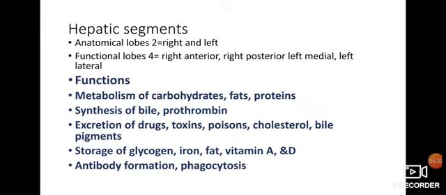Next is hepatic segments. Anatomically we have two lobes, the right and left lobe, but physiologically or functionally the number of lobes is different, that we cannot see with the naked eye from the external aspect. Function wise, the right lobe of the liver is again divided into a front portion, right anterior, and a back portion, right posterior. This is a physiological classification, not the anatomical classification.